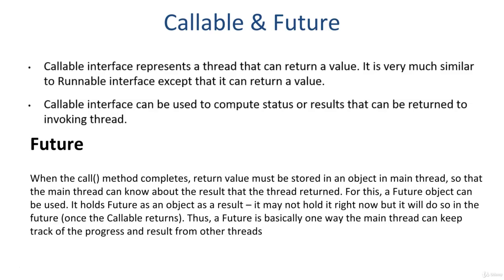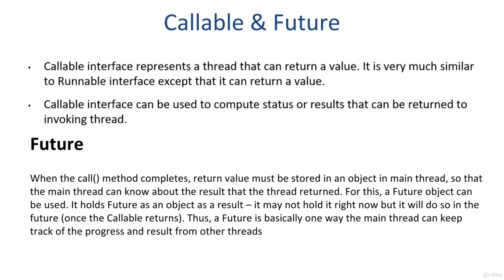Future. When the call method completes, the return value must be stored in an object in the main thread so that the main thread can know about the result that the thread returned. For this, a Future object can be used. It holds the result as an object. It may not hold it right now, but it will do so in the future once the Callable returns.